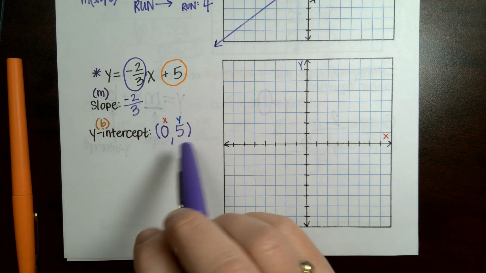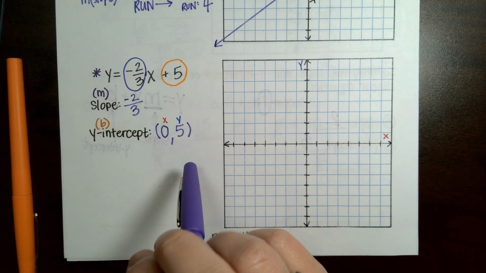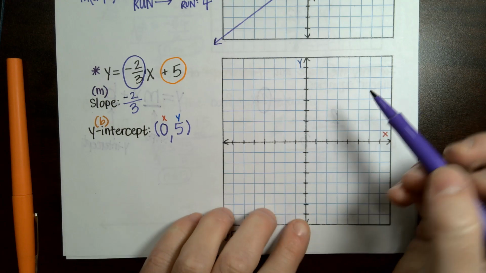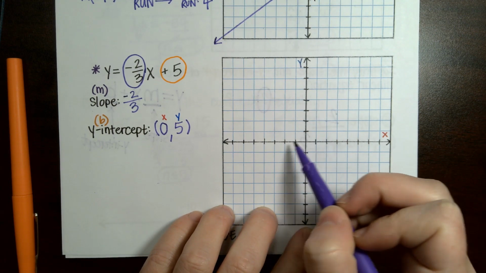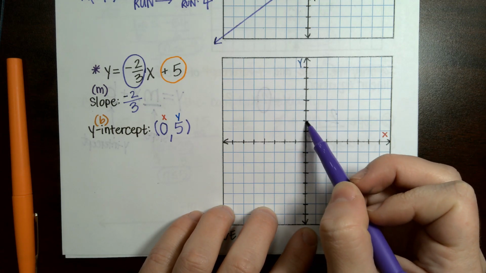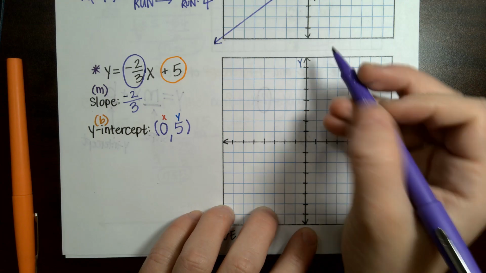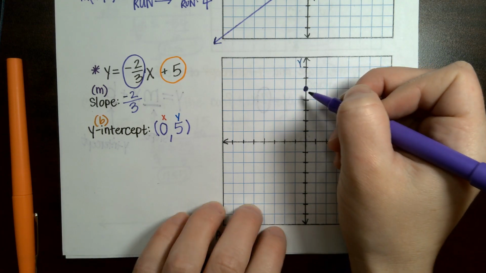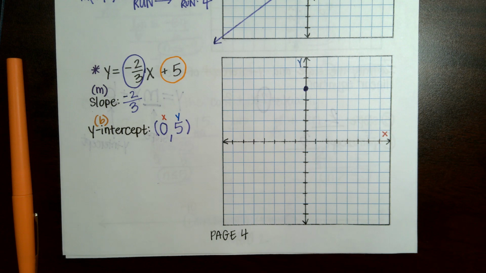So now that we have a coordinate for our y-intercept, let's graph that coordinate. So we're going to go over 0, so we're staying on the y-axis. And where do we go from here? Up 5. 1, 2, 3, 4, 5 right here. There is our y-intercept, and it's our starting point.